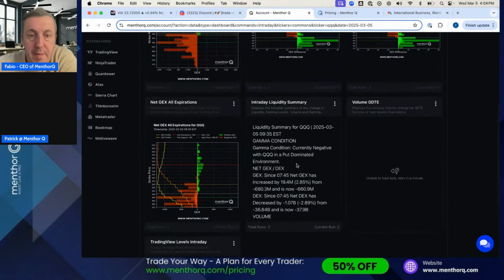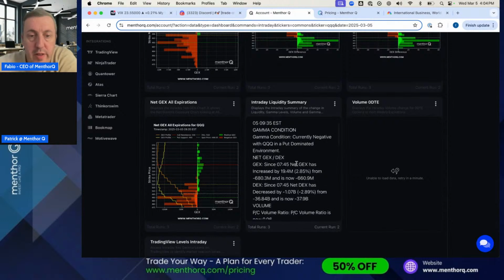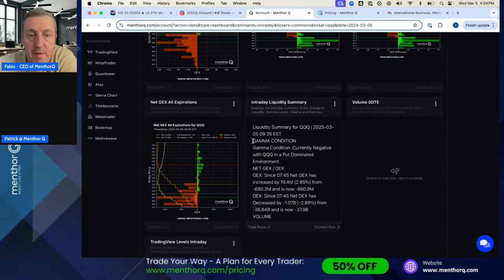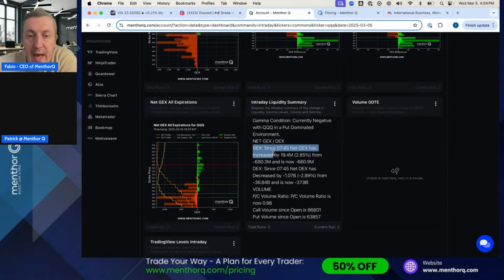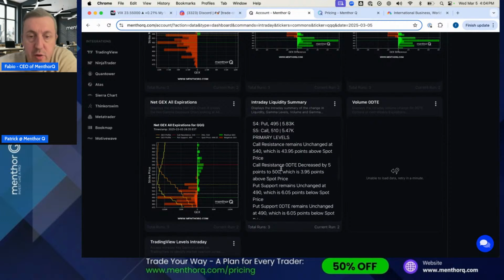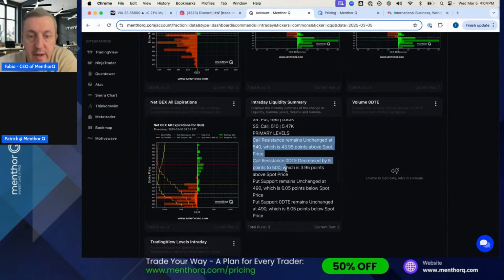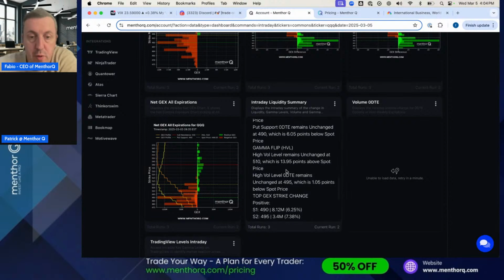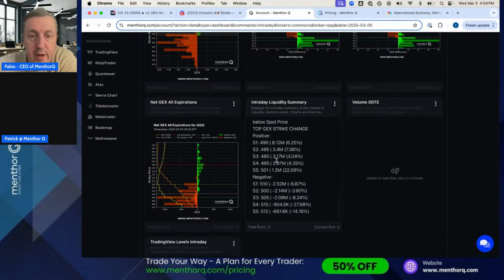And then, of course, we can also look at our liquidity snapshot right here. So we can see very quickly if we are in a negative or positive gamma condition, and we can see our JAX has changed compared to the previous close. It has increased by 2.85%. We can look at the volume, how big the call volume and put volume are at the open, what the top strikes are, and whether our levels have changed compared to the previous one. And then we can also see our top positive and negative JAX strikes.